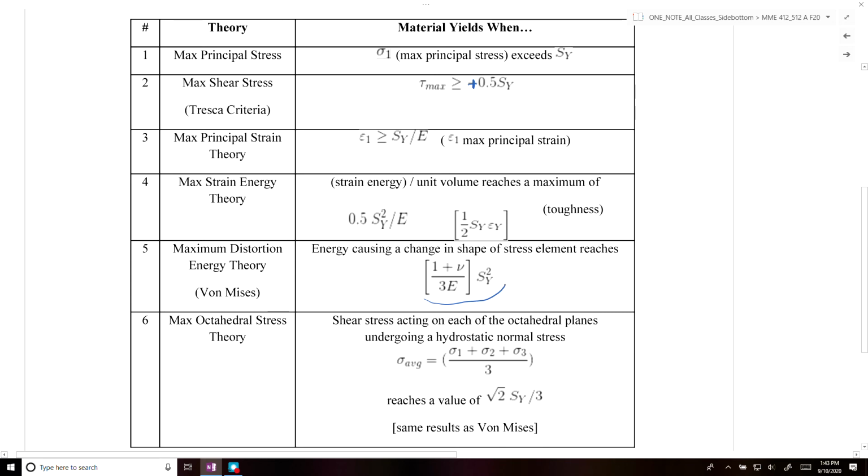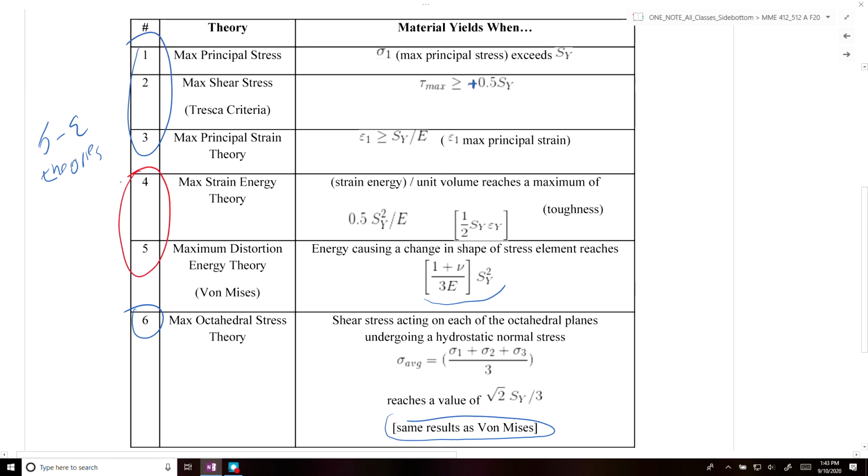And then the last one is the max octahedral stress theory, which is basically an equivalent theory to the von Mises theory. It's just a different way of approaching it. So in this case, we have four theories that are all stress or strain-based theories, and then we have two theories that are based off of energy.